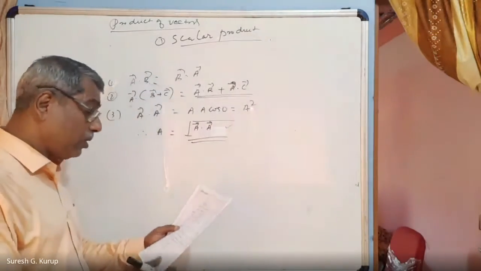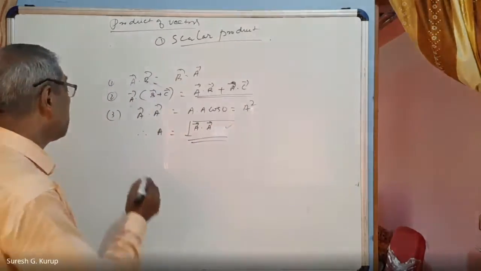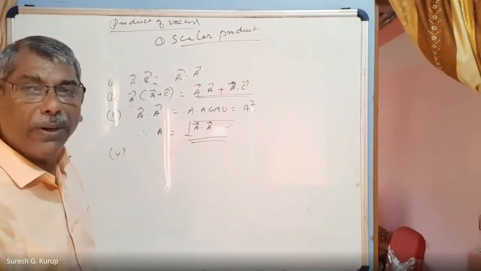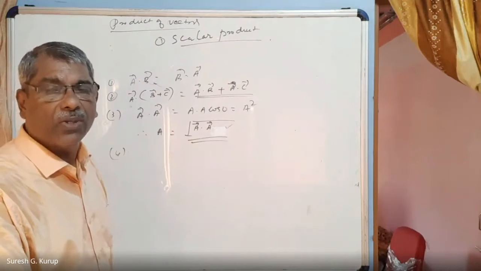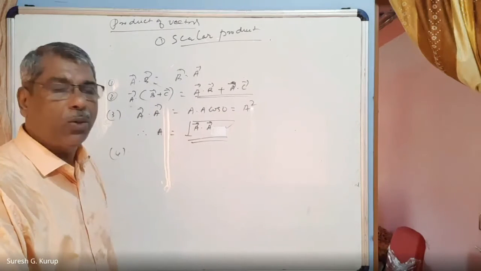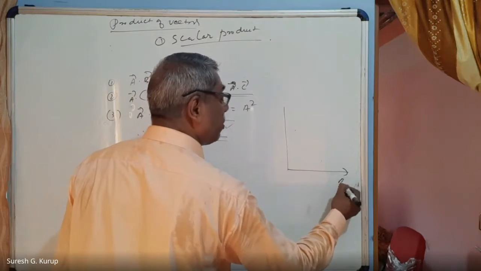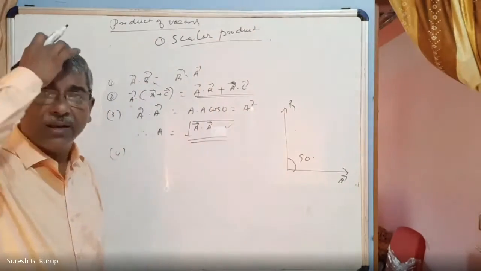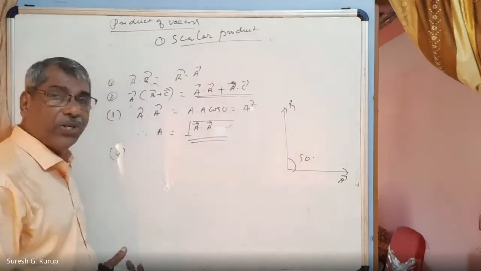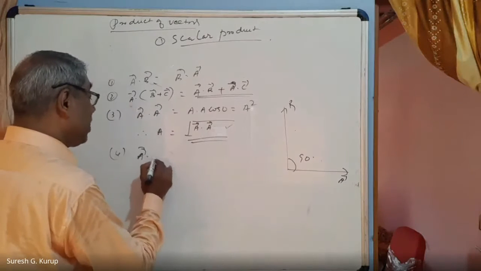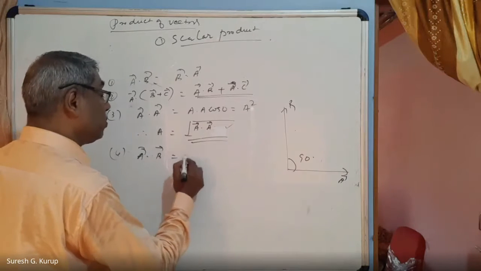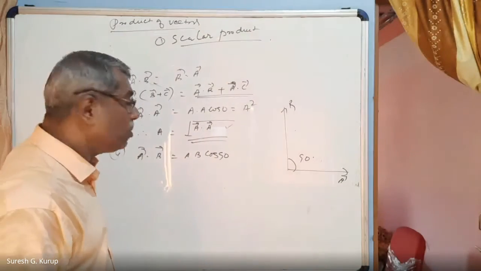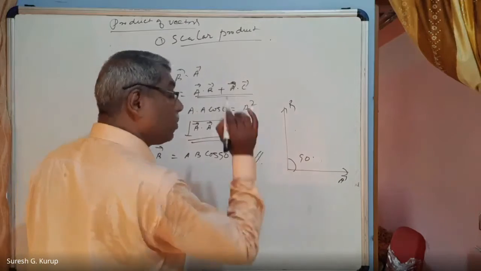The scalar product of two perpendicular vectors is equal to 0. Suppose A and B are two vectors perpendicular to each other. Suppose this is vector A and this is vector B, making an angle of 90 degrees, right? Then the scalar product of these two vectors, vector A dot vector B, is equal to AB into cos 90. Cos 90 is equal to 0, therefore this is equal to 0, right?